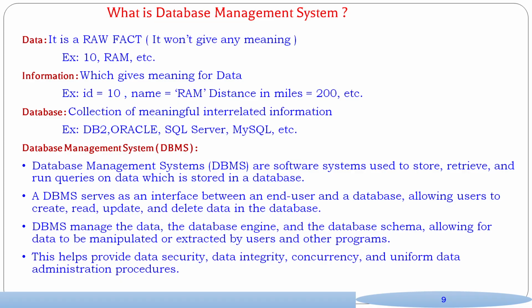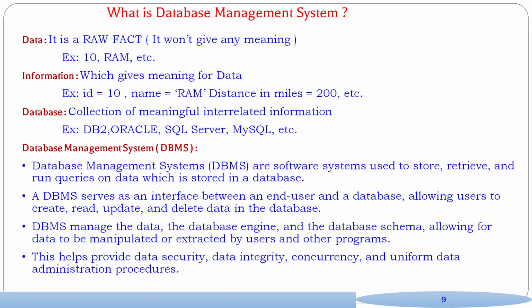So DBMS helps provide data security, data integrity, concurrency, and uniform data administration procedures. We all know what data security is. Security means that only the person who is authorized to use the database is allowed to access the data. Security can be provided in the form of encryption or decryption.